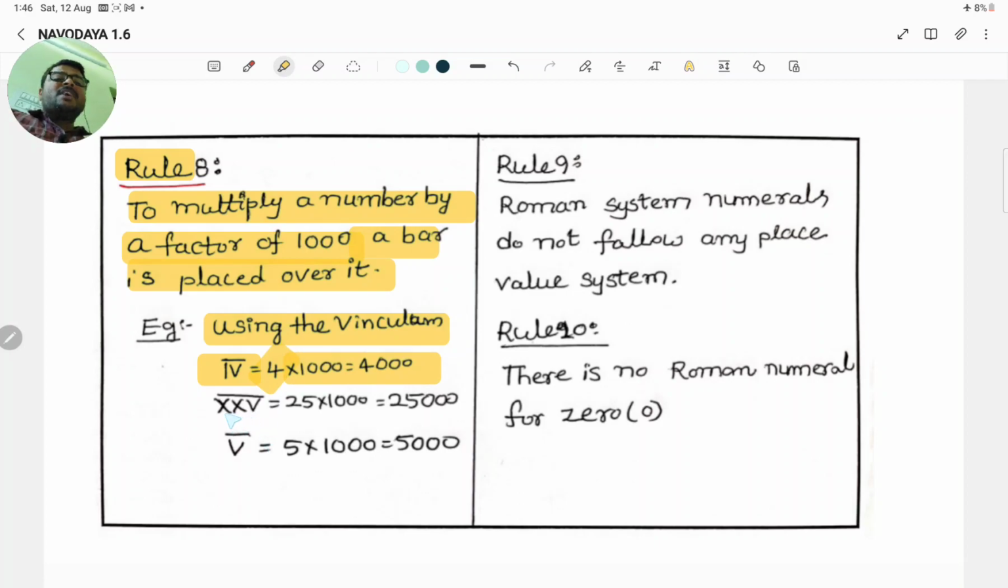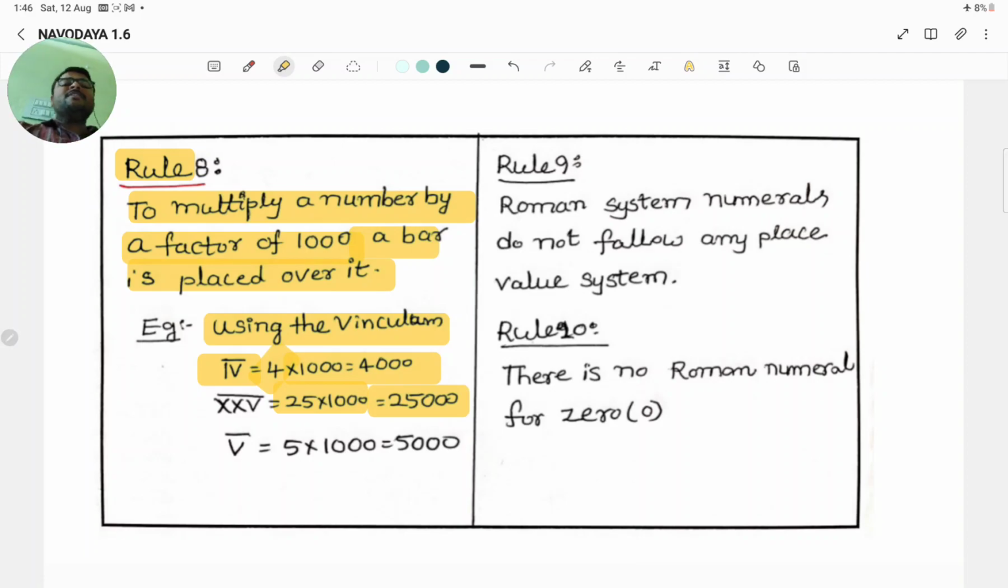XV is present, means what here? 10 plus 5 plus 10, total we will get how much here? 25. Above the XV one bar is there. That's why we have to multiply with 1000. We will get 25,000 as the answer. Here this is the vinculum of the Roman numerals.